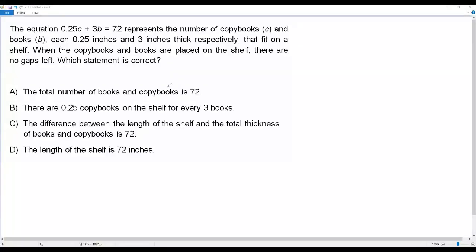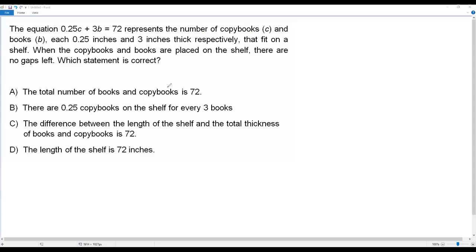Here we have a SAT math question. Okay, let's go through the information. The equation 0.25C + 3B = 72 represents the number of copybooks C and books B, each 0.25 inches and 3 inches thick respectively, that fit on a shelf. When the copybooks and books are placed on the shelf, there are no gaps left.